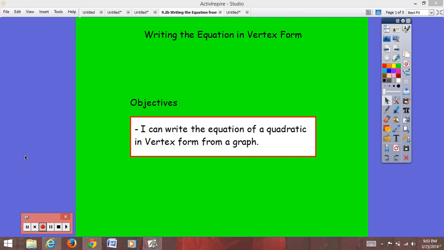So the topic of today's video is writing the equation of quadratics in vertex form. And our objective: I can write the equation of a quadratic in vertex form from the graph. So what we're going to be doing is looking at our graph and then from there writing our equation.